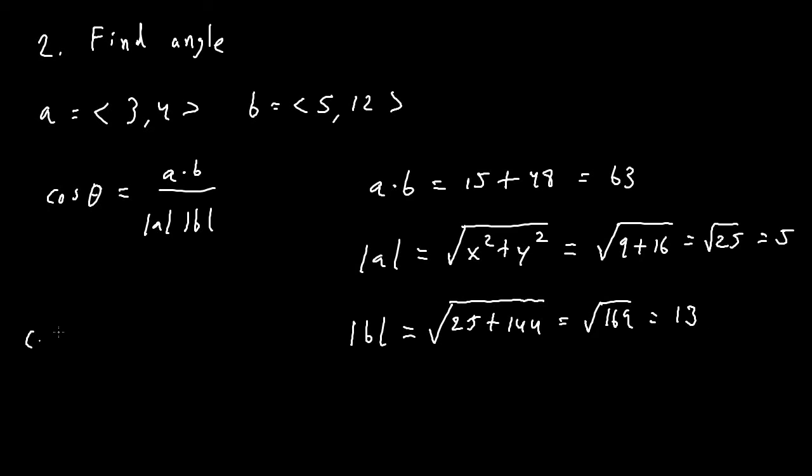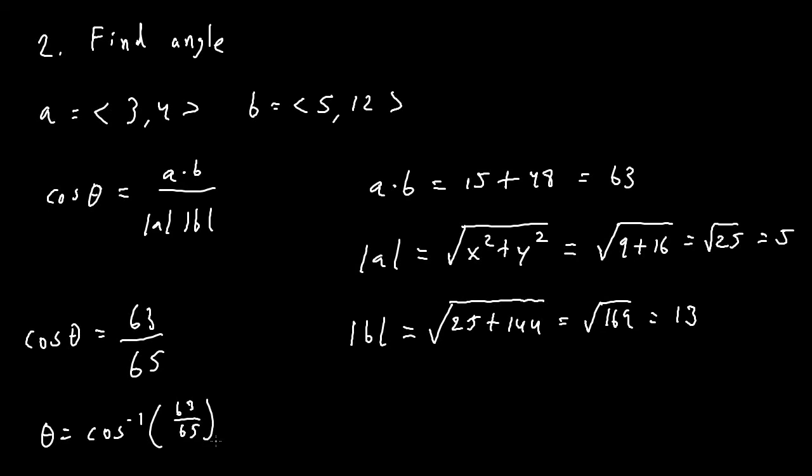So now when I plug into the formula here, cosine of theta is going to equal the dot product a times b, which we found to be 63, and then we take that over the magnitude of a times the magnitude of b. So the magnitude of a is 5, and the magnitude of b is 13. So 5 times 13 gives us 65. So in order to find theta, we're going to take the inverse cosine, or arc cosine, of 63 over 65.